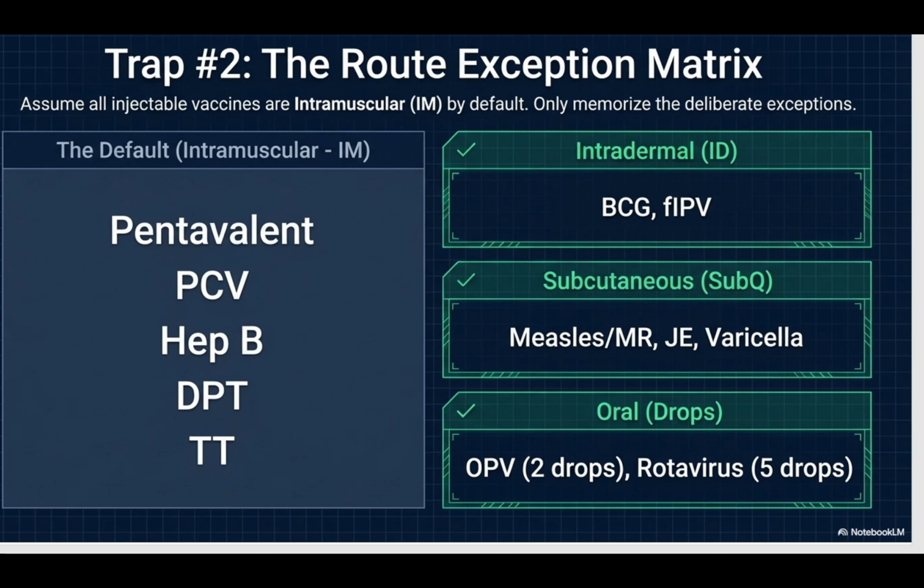The second is the route confusion. Remember, all the pentavalent, pneumococcal, hepatitis B, DPT or tetanus, they are all subunit vaccines and they are all given as intramuscular vaccines. The BCG and IPV are given as intradermal. Subcutaneously we give measles, JE and varicella. Oral we have OPV and rotavirus.